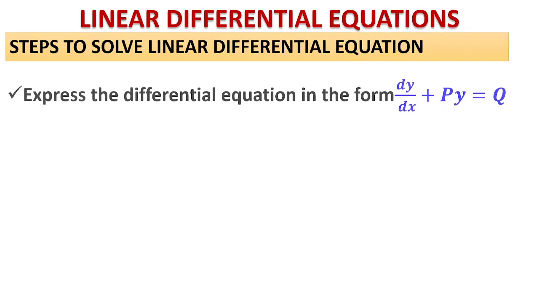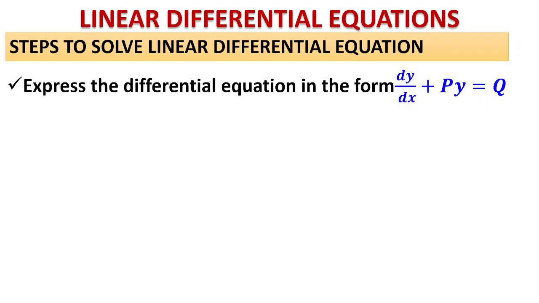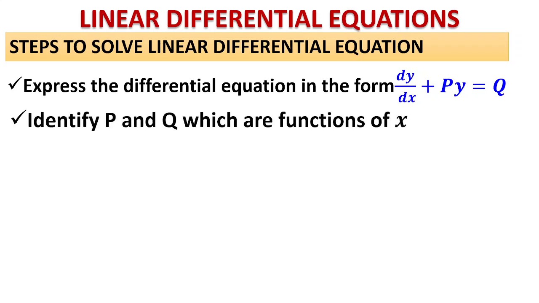How to solve it? First, express the differential equation in the form dy by dx plus py is equal to q. What is that q? The right hand side, which is the function of x. What is p? The coefficient of y, which is a function of x, and the dy by dx coefficient should be 1. After that, we can identify p and q. What is q? The right hand side function of x. What is p? The coefficient of y power 1.